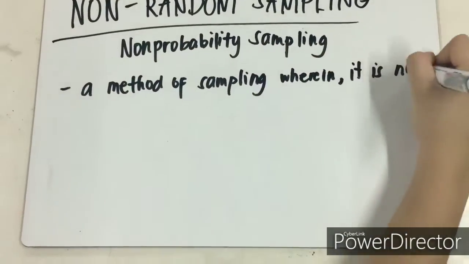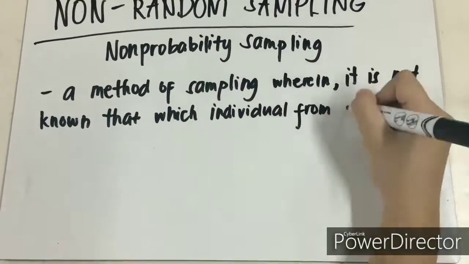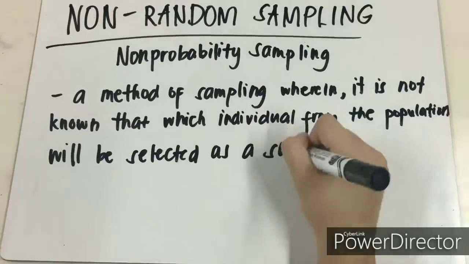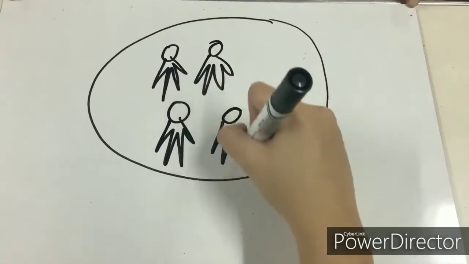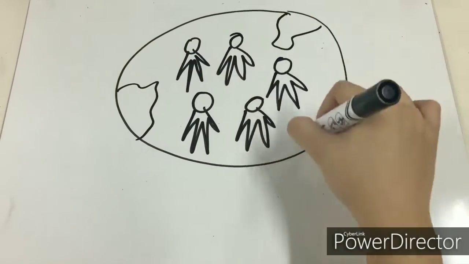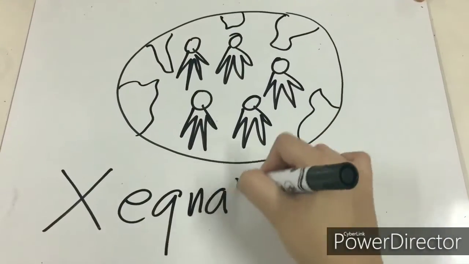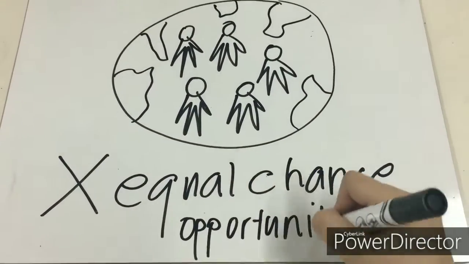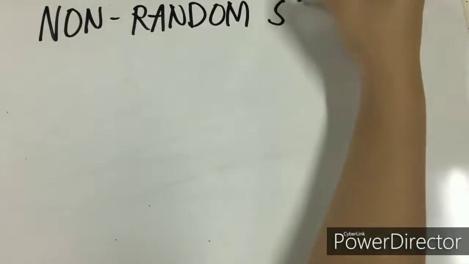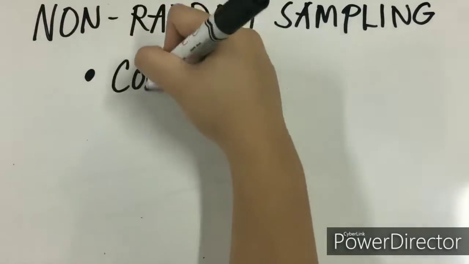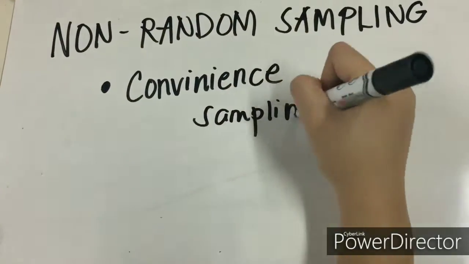Number 2. Non-random sampling or non-probability sampling is a method of sampling wherein it is not known which individual from the population will be selected as a sample. All the individuals of the universe are not given an equal opportunity of becoming a part of the sample. The methods of non-probability sampling are the following. Number 1. Convenience sampling, and number 2.